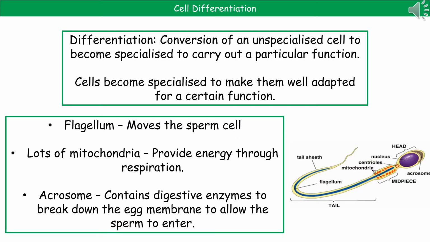When we're talking about cell differentiation, we're talking about the conversion of unspecialized cells to become specialized to carry out a particular function. So basically we're making them well adapted for that function. You do need to know some examples for this. So the sperm cell, first of all, has a flagellum to move it, lots of mitochondria to provide energy through respiration, and that structure called the acrosome at the top of the head there, which contains enzymes to break down the egg membrane to allow the sperm to enter.